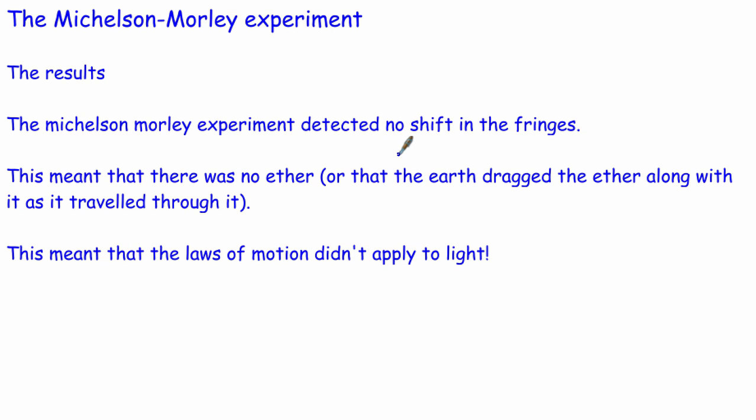So there's only one thing that you can really predict from this. There are two things really. You can either say that the Earth drags the ether along with it. Well, if you did that, there would be other effects that you would see, so you can basically rule that out. So the only conclusion that they could come up with was that this ether does not exist. And in actual fact, from an even more fundamental point of view, it meant that the laws of motion didn't apply to light.